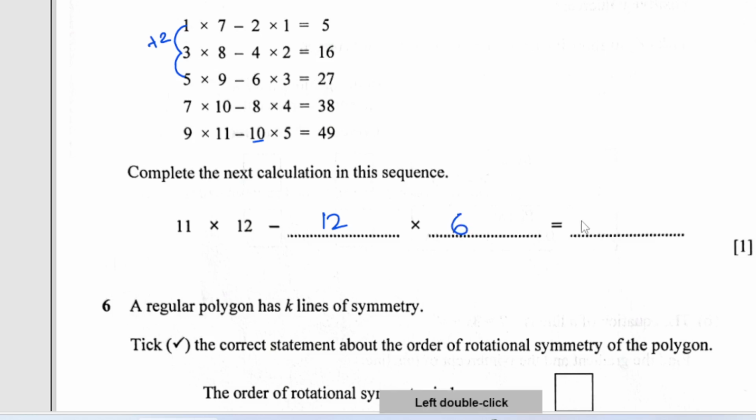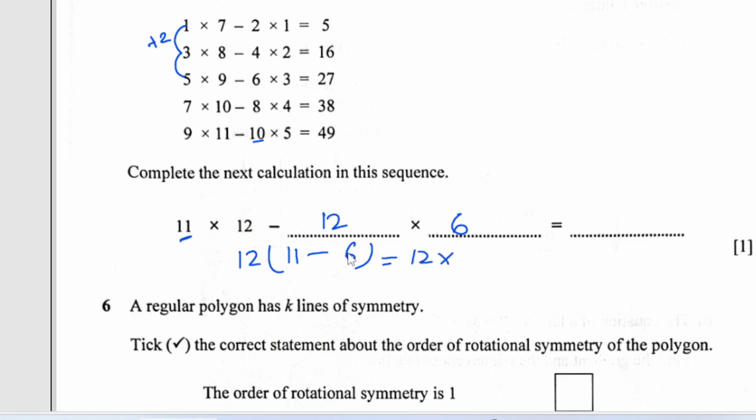And now to find this answer, if you see from this calculation, 12 is common, so inside we will be left with 11 minus this 6, so that is 12 times 5. So it is going to be 12 times 5, which is 60. So the final answer is going to be 60.